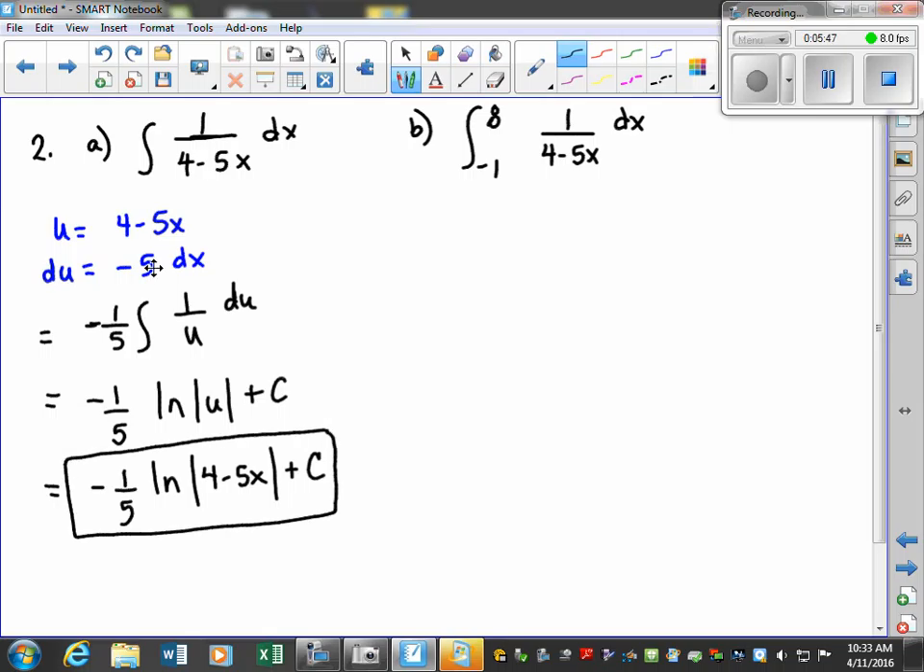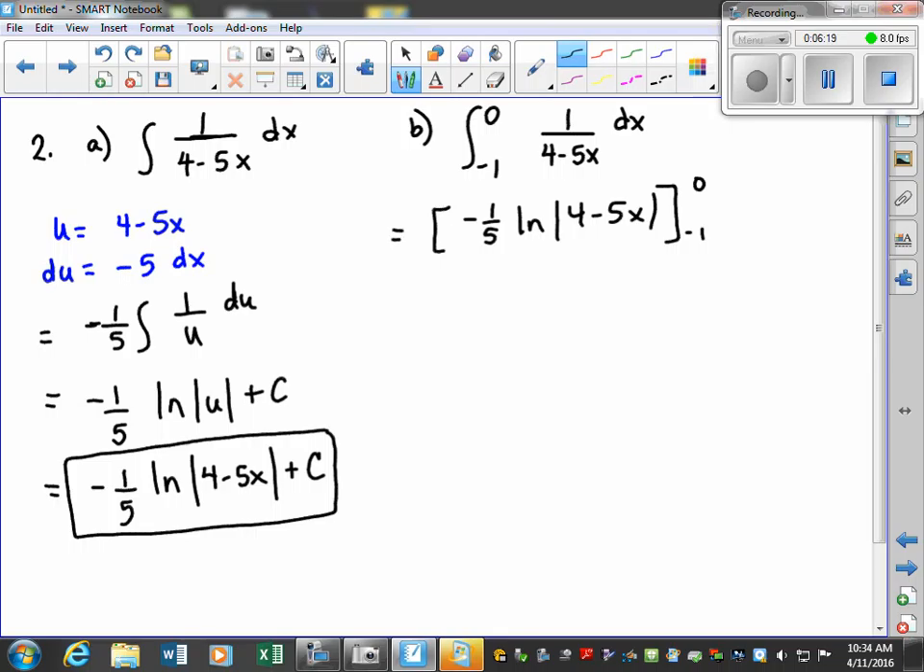All right, the next thing we want to do is come over here and evaluate part B. And be careful, make a correction right there. That's a 0, not an 8. So if I just take my previous solution over here, I'll have -1/5 the natural log of 4 minus 5x, and we evaluate that from -1 to 0.